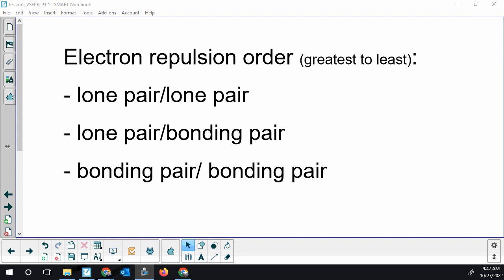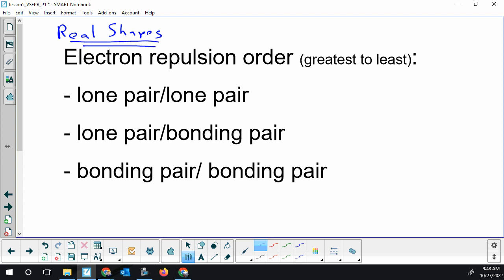So we're ending up with real bond angles. We're factoring in an order of electron repulsion. I'm going to call this real shapes. Most of your test is going to be just using VSEPR. Okay. Don't use this in all of your assessments, but you might get a question, order the following using real bond angles. That'd be your hint to tweak things a bit.